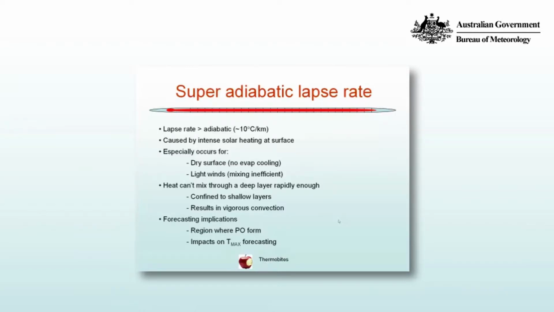So a super adiabatic lapse rate is a lapse rate that's greater than the adiabatic one of 10 degrees Celsius per kilometre, and it's caused by intense solar heating at the surface. So remember, a dry adiabatic lapse rate is established by heating the surface and then convecting up that heat. So a super adiabatic lapse rate will form when there's a dry surface, so none of the shortwave energy is going into evaporation, and where there's light winds, so there's inefficient mixing of the hotter air right at the surface upwards to establish the dry adiabatic lapse rate. So the heat can't mix through a deep layer rapidly enough, and is confined to a shallow layer of the surface, and this results in vigorous convection.